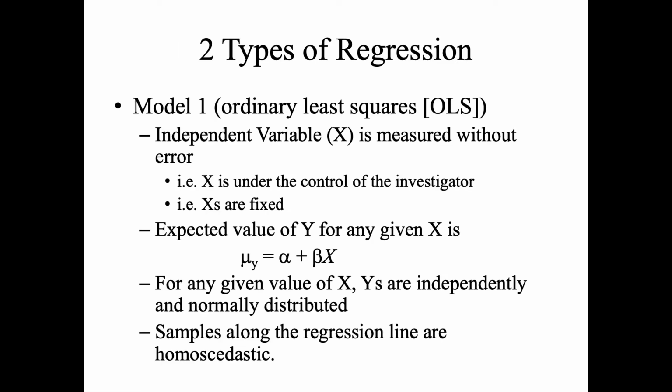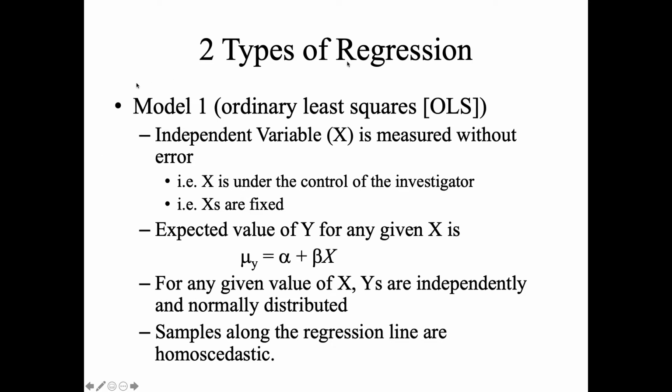We have two types of regression. Model 1 regression is also referred to as ordinary least squares, or OLS regression. If you're ever reading a paper and they say OLS, they're talking about ordinary least squares regression. In this case, generally the independent variable is measured without error. It's under the control of the investigator, and the x variable is fixed.